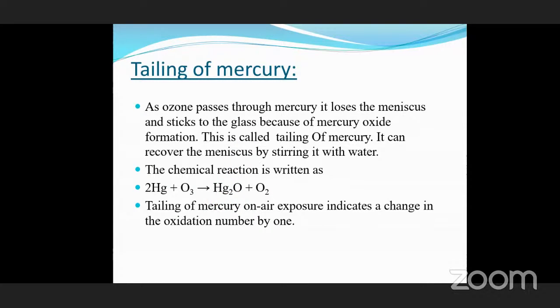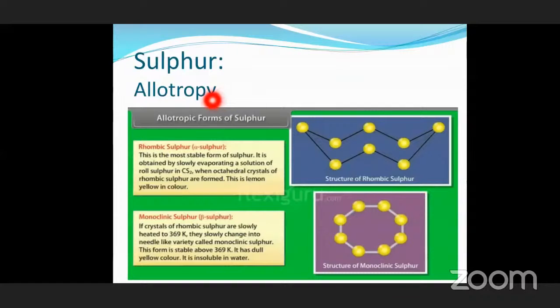Okay, then this is about sulfur, under allotropy. I told you in previous classes. What is the meaning of allotropy? Simple. Allotropy is when substances show different physical properties but maximum same chemical properties. These are called allotropes.